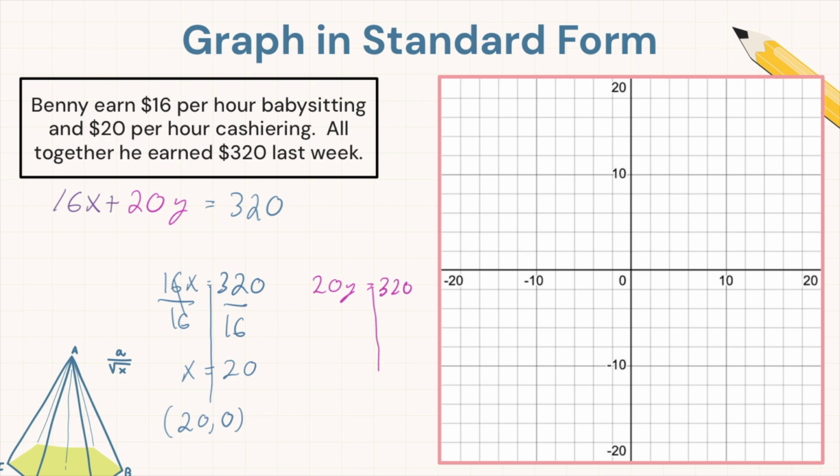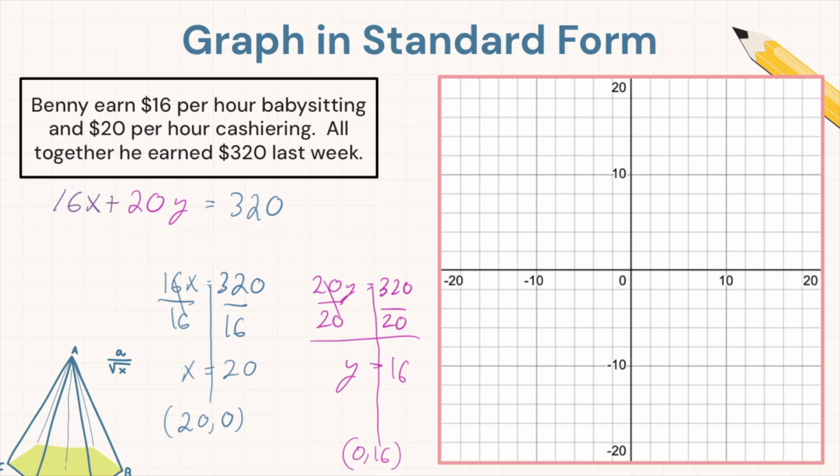So again, we're going to draw our wall and divide both sides by 20. 20 divided by 20 is 1, or 1y. 320 divided by 20 is 16. So we end up with y equals 16. So our point there is going to be at (0, 16).